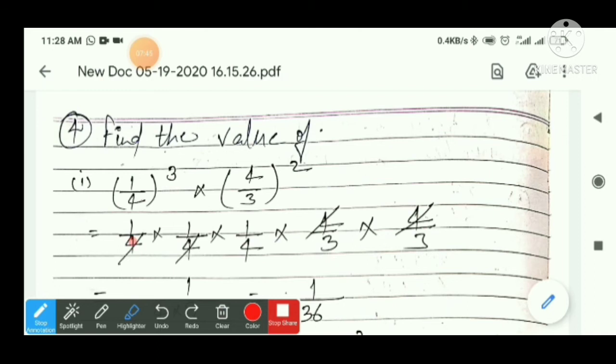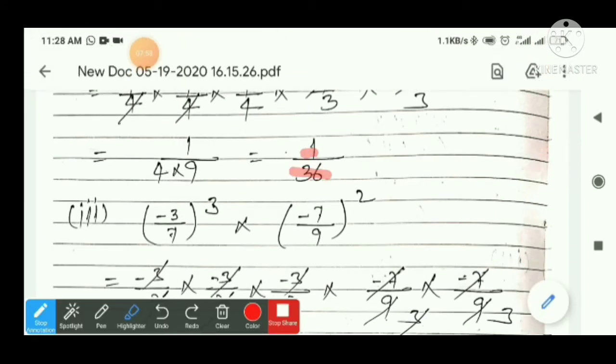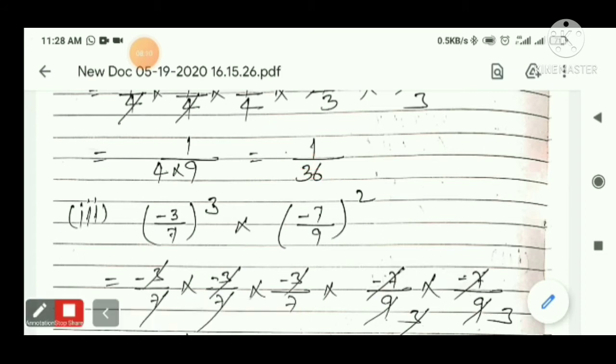Okay, 4 cancels with 4, 4 cancels with 4. So here it will be 1 into 1 is 1, 4 threes are 12, 12 threes are 36. 1 upon 36. Any problem? Can you do all parts of this question? Okay, so please look at the next question.